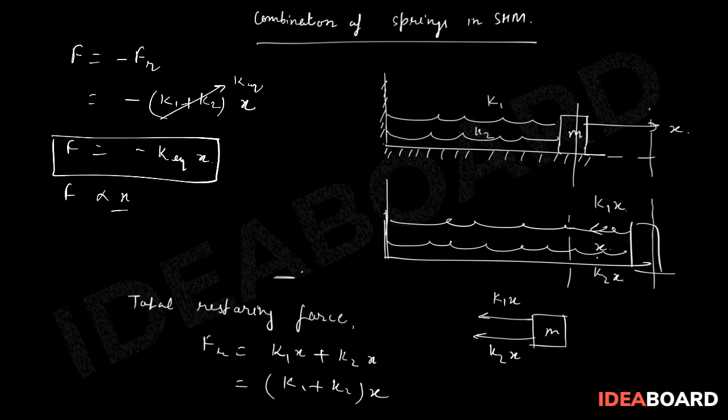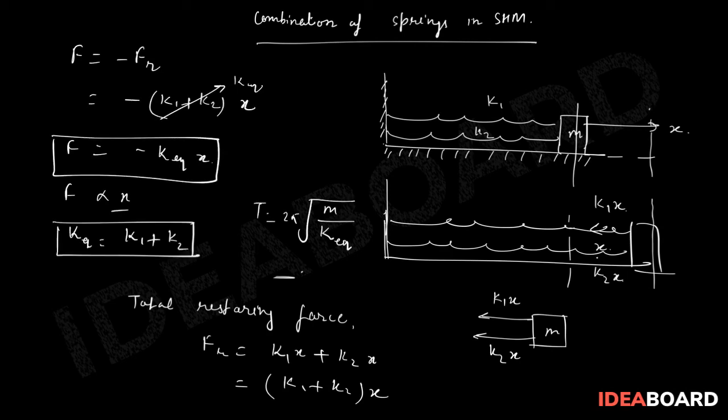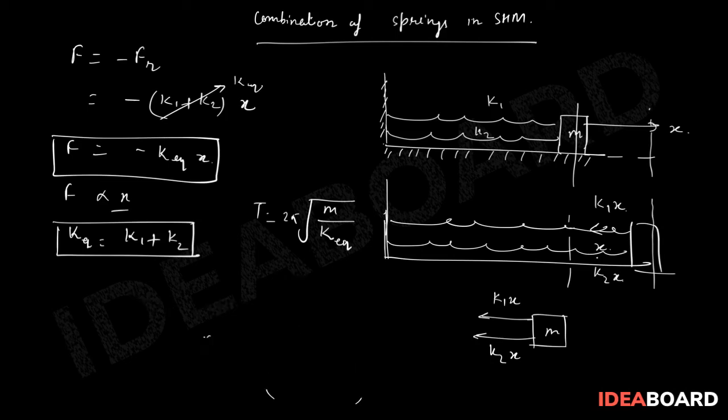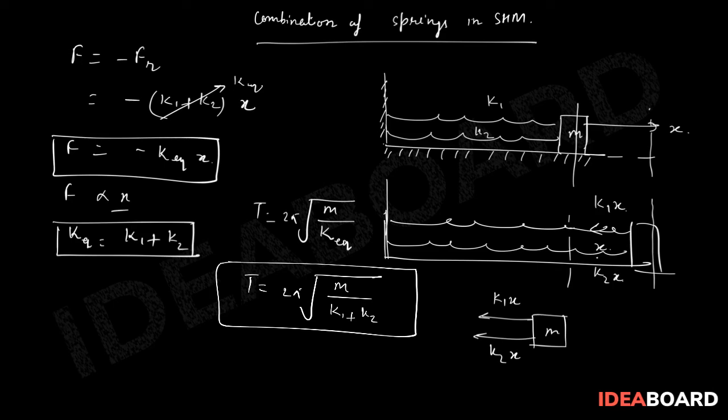So in SHM, we know that time period is given by 2 pi under root of m by k. So instead of k, I am writing k equivalent, and the value of k equivalent is k1 plus k2, we have calculated recently, and then just put the value and find out the answer. So T will be equal to 2 pi under root of m by k equivalent, k1 plus k2. So this is going to be the value of time period.